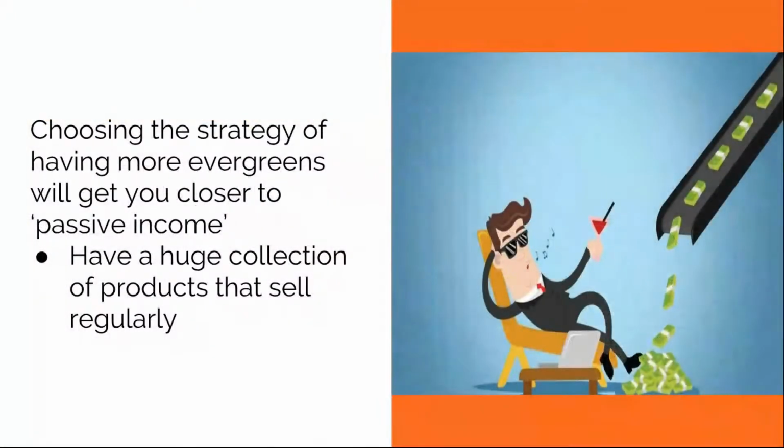Now, it just goes to say that if you choose a strategy of having more evergreens, you will get closer to that passive income lifestyle that a lot of people talk about on the internet. And you'll be living that lifestyle just like how this guy is living right here with this illustration. It's really important, and the goal is to have a huge collection of products that sell regularly. So you can just sit back and have the money come in like the guy here.